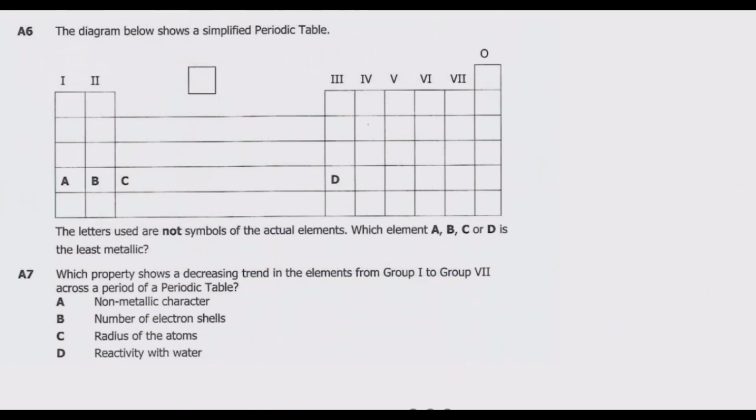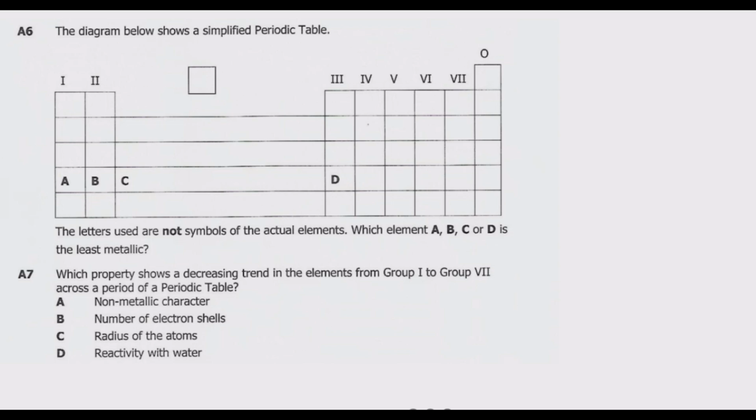Question 6. The diagram below shows a simplified periodic table. The letters used are not symbols of the actual elements. Which element, A, B, C, or D, is the least metallic? So basically what we need to know is that the metallic characteristics of elements on the periodic table decrease as you move from left to the right.